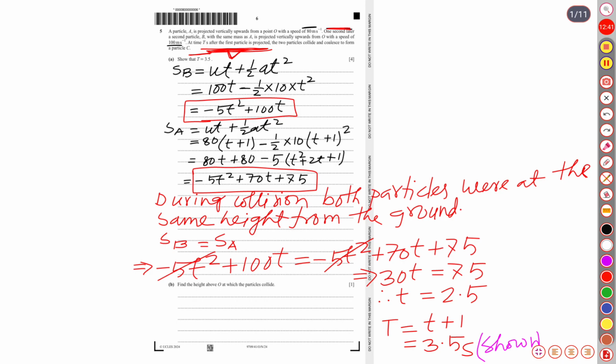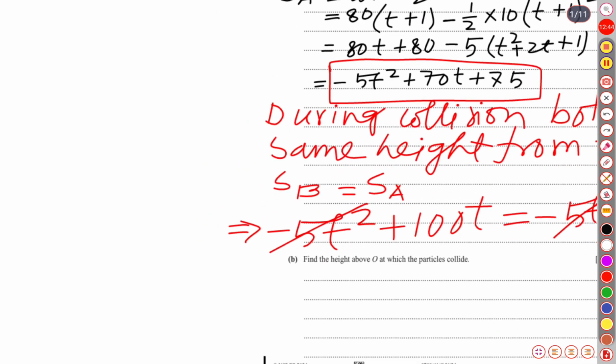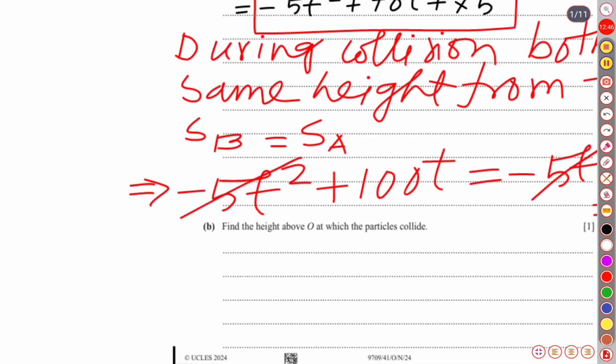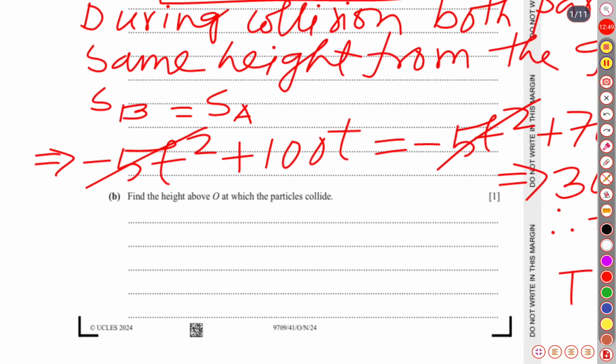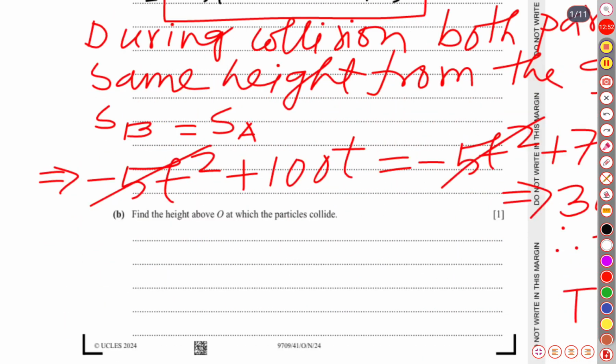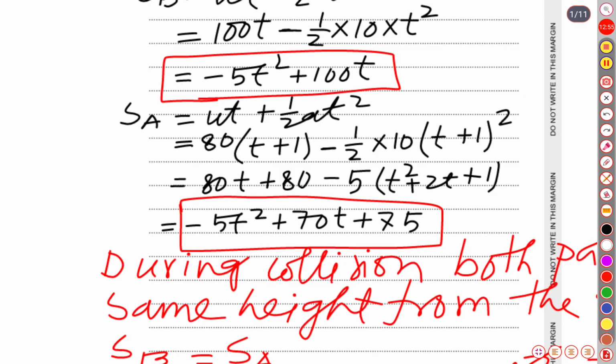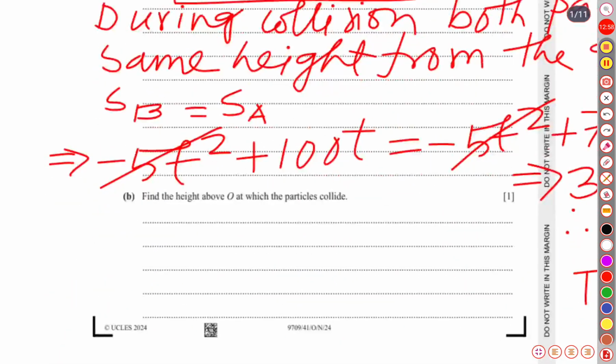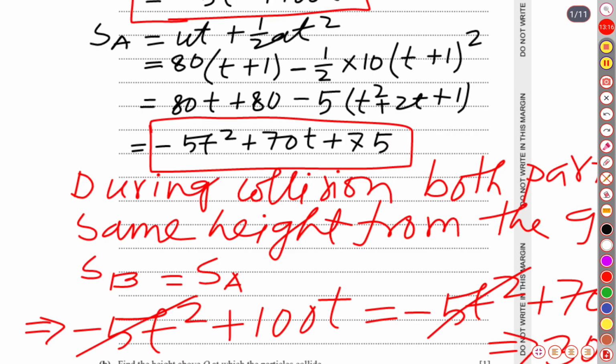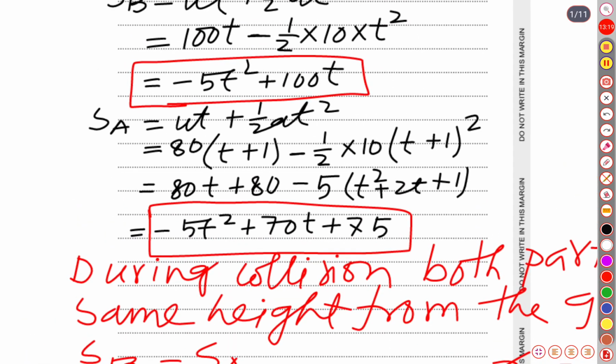Okay, after that, question B says, find the height above O. O is the ground at which the particle collides. So any of the equations we have will work, because they have told us to find the height and already we have found height. So height is equal to, what is the height of any of the particles? Both of the particles reached the same height. So we can continue from SB.